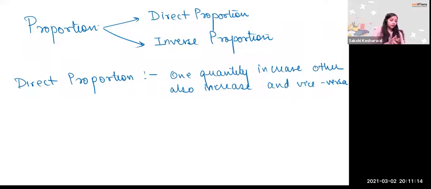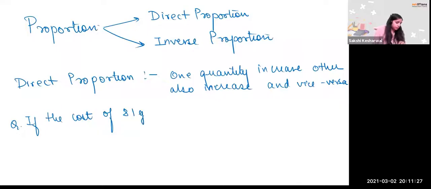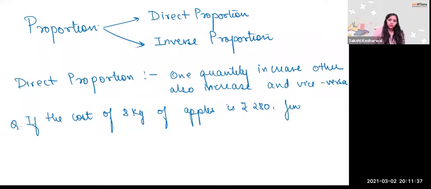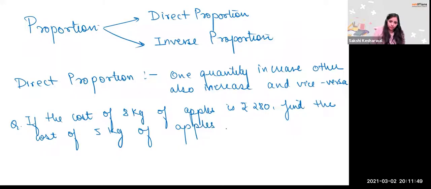Now, let's do one question. You will understand more of it. If the cost of 8 kg of apples is rupees 280, then find the cost of 5 kg of apples. This is what is given.